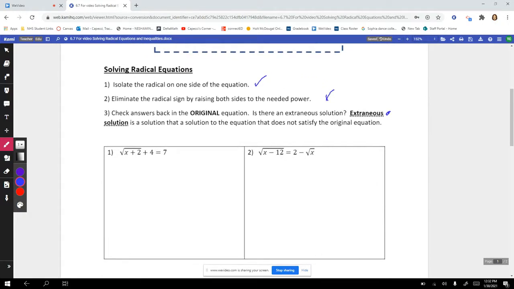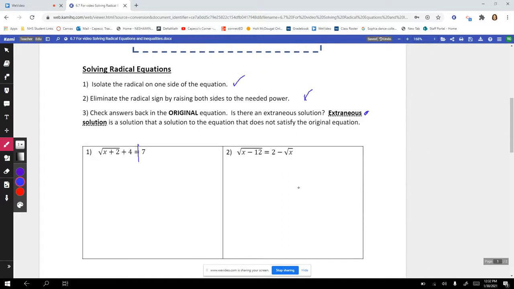All right, number one, again, here's my wall. I want to isolate my radical sign, so I'm going to bring 4 to the other side. And I have the square root of x plus 2 equals 3. Now, again, I need to get rid of that radical sign, so I'm going to square both sides. And I have x plus 2 is equal to 9, so x is equal to 7.